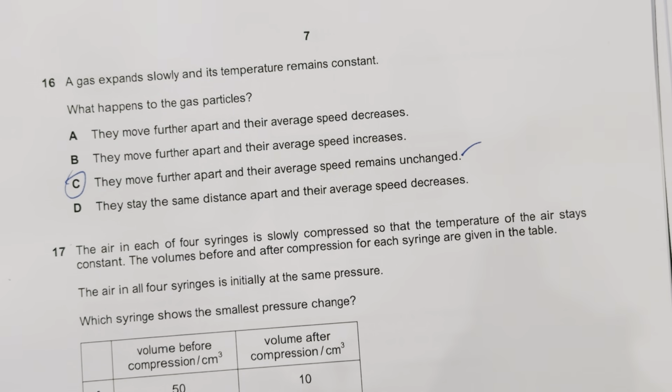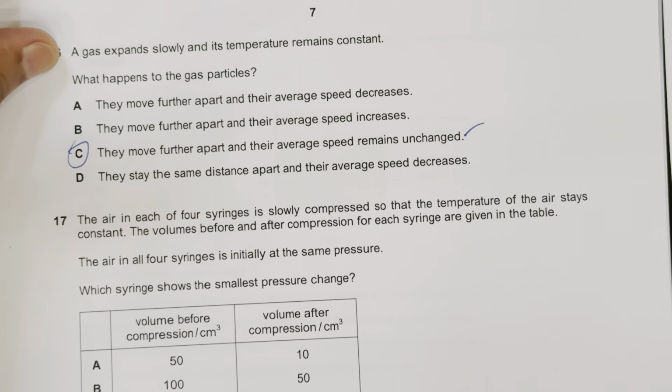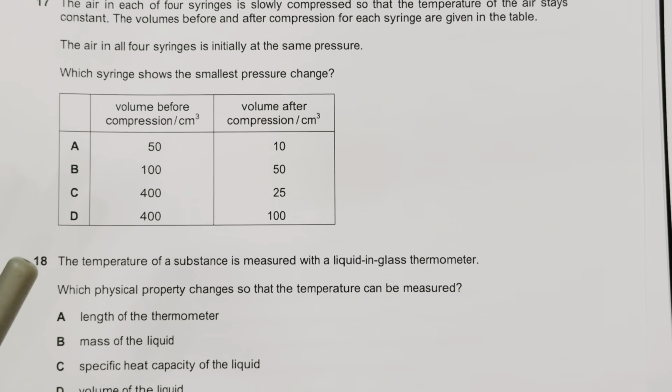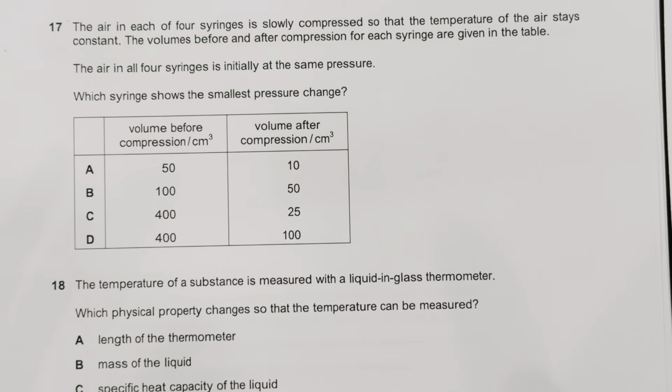Moving to question number 17. Question number 17 is that the air in each of the 4 syringes is slowly compressed so that the temperature of the air stays constant. The volume before and after compression for each syringe are given in the table. The air in the 4 syringes is initially at the same pressure. Which syringe shows the smallest pressure change?